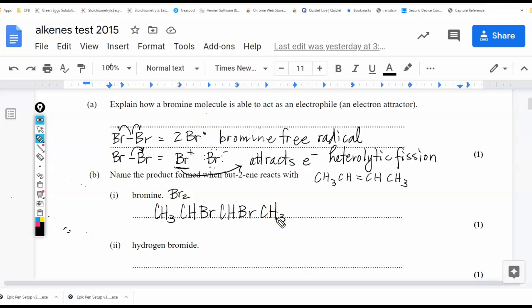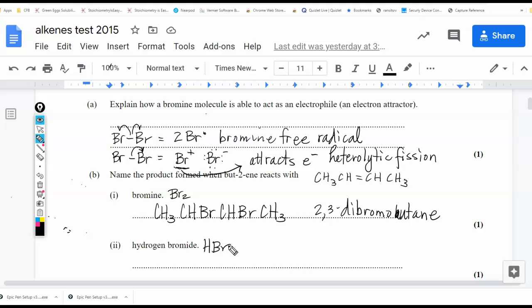Okay, and we have to name this, so we're going to name that 2,3-dibromobutane, because it is no longer a butene. Okay, so what about if we are adding hydrogen bromide to the mix? What about if we do that?